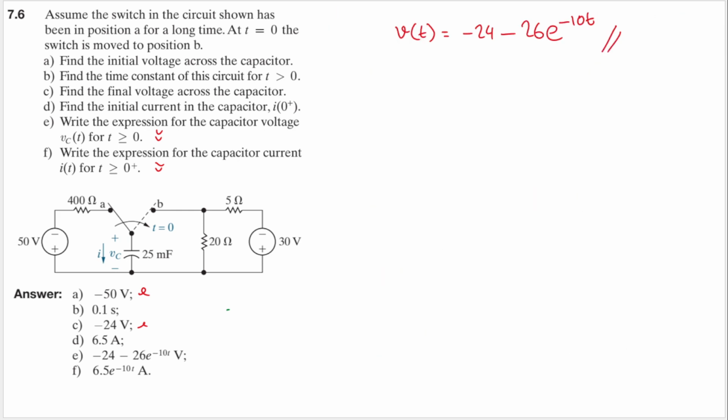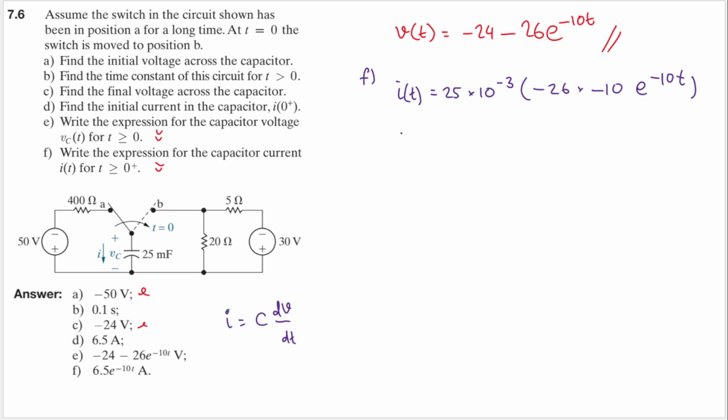Okay, now let's write number F. Number F is the capacitor current i(t). Remember that I in a capacitor is C dV/dt, right? So we will have i(t) is the capacitor. So we will have 25 multiplied by 10 to the minus 3. And the derivative of this function here, which is, I will have minus 26 multiplied by minus 10, and then e to the minus 10t.